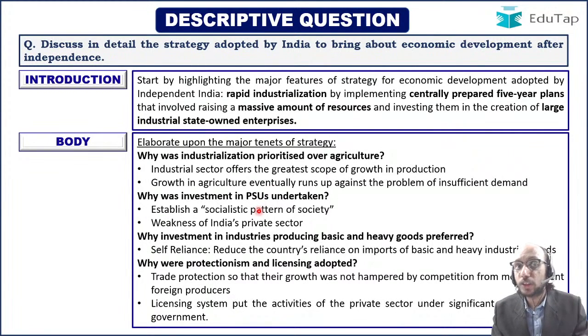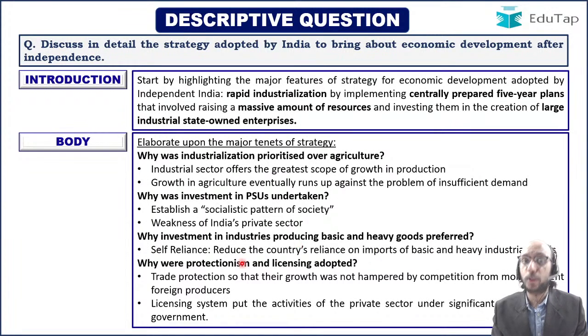Second thing, why was investment in PSUs undertaken? Because we wanted to adopt a socialist pattern of society, and at the same time, we acknowledged that yes, India's private sector is weak. It does not have the capability to invest and bring about the kind of industrialization that India wants to see for itself. Why is it that we relied on basic and heavy goods? Why is it that we wanted to develop these industries first? Because we wanted to reduce our reliance on import of basic and heavy industrial goods.